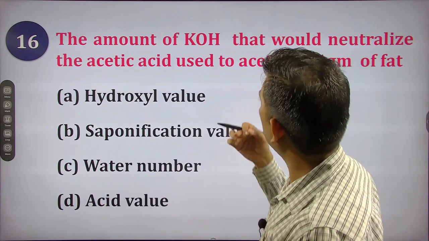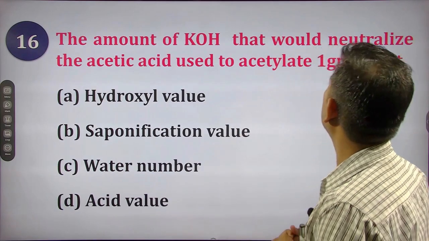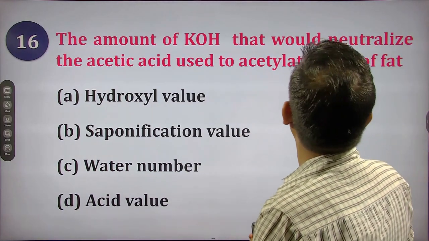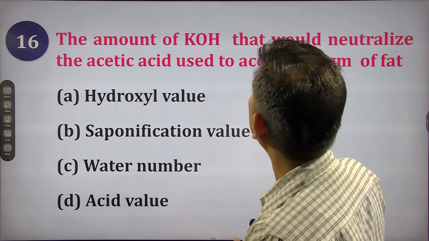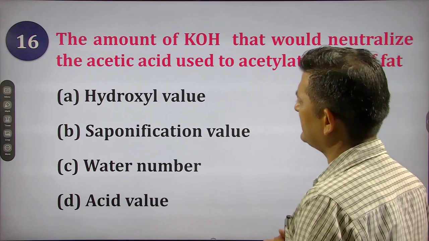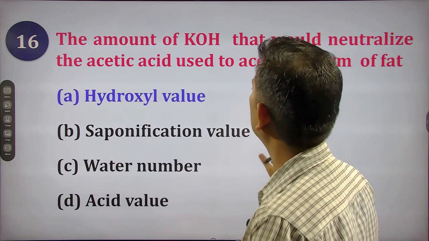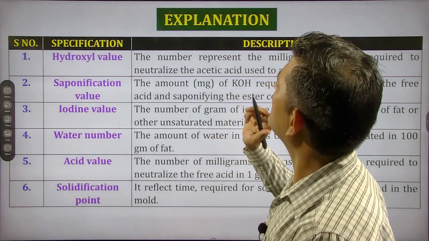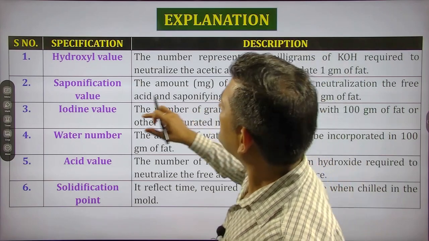Next question: the amount of potassium hydroxide that would neutralize the acetic acid used to acylate 1 gram of fat. Yes, let us see which answer: hydroxyl value. A specific explanation is also there.